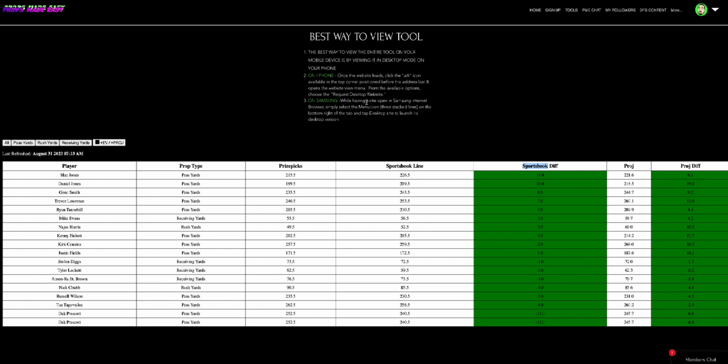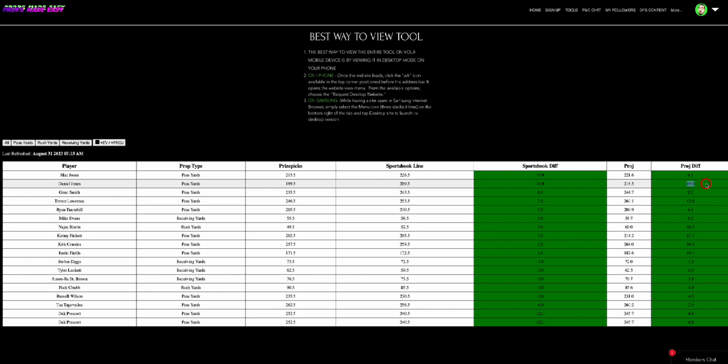NFL, baby, let's get it. As we can see, Daniel Jones is no longer the number one guy when it comes to sportsbook differences. Mac Jones has come in, and he has an 11 sportsbook difference compared to the 10 from Daniel Jones. He's projected 221.6. So sportsbooks are 11 up, projection is 6 up. That makes it plus EV plus projection. We love Mac Jones over on passing yards.